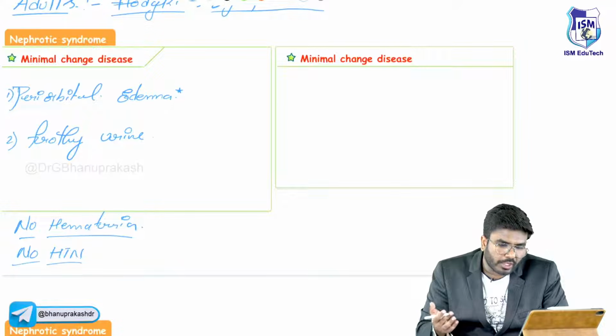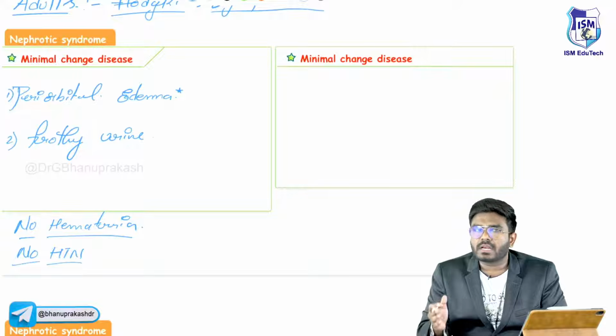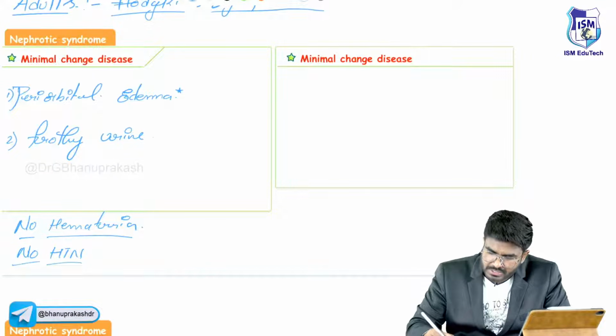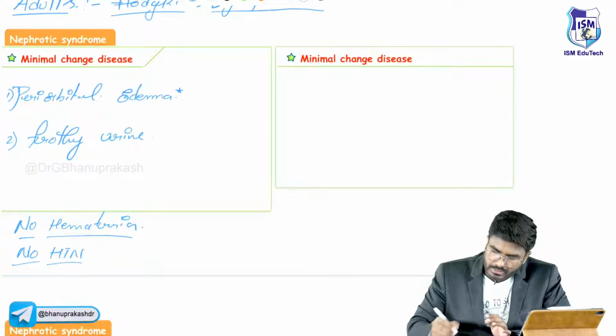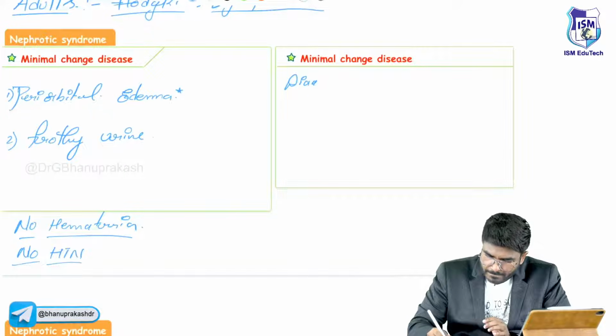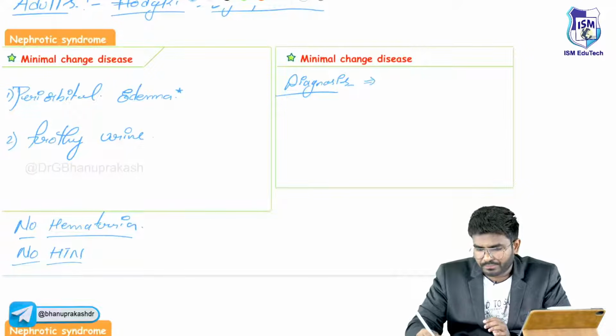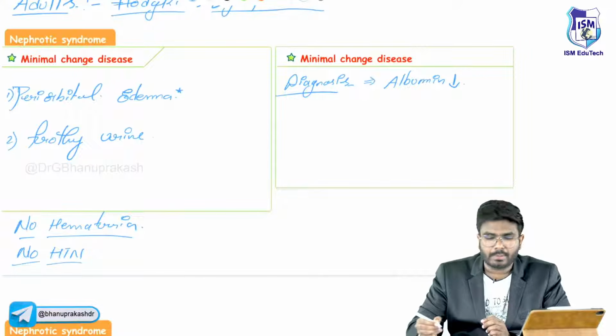In the urine, you can see proteinuria. It's a nephrotic syndrome, right? Even lipids are going to come out in the urine. Minimal change disease, let me write the important points. In the diagnosis, what will you see? Albumin levels in the blood are going to come down.